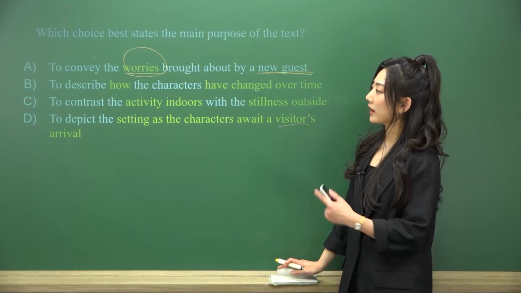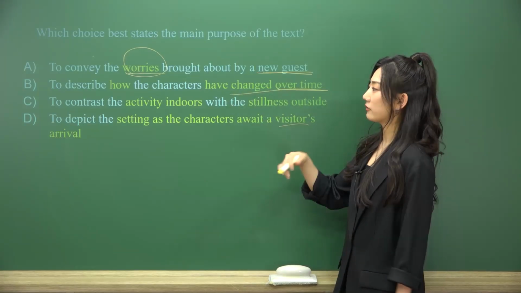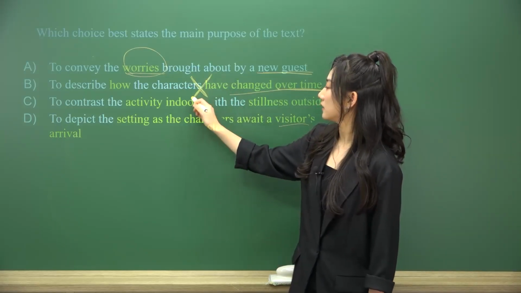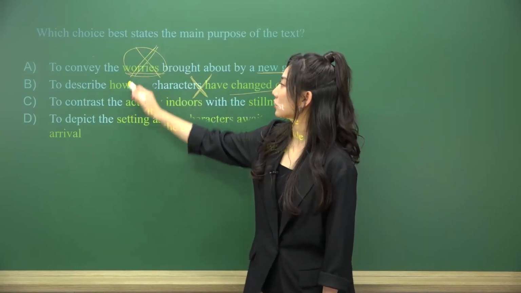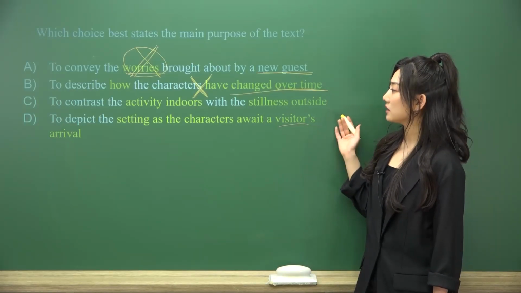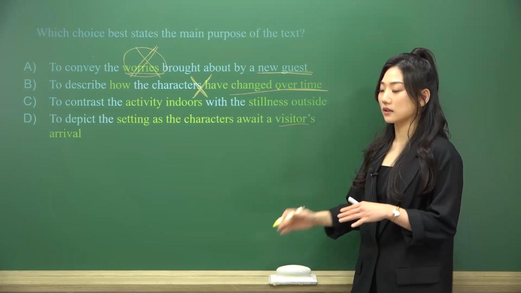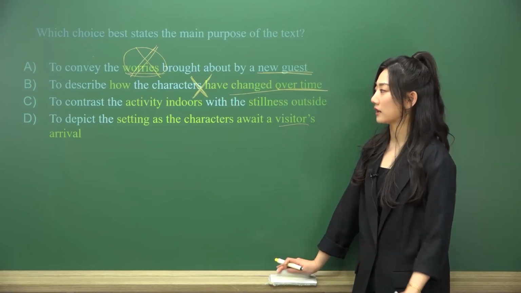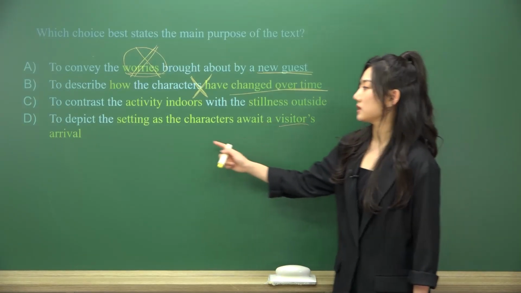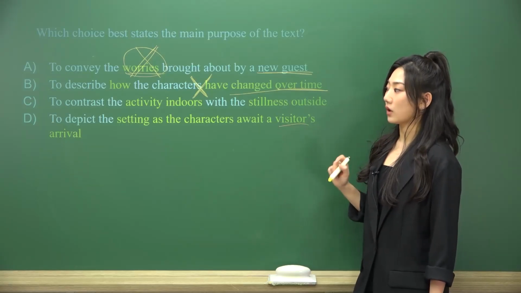B, we're going to check for how the characters have changed over time. Did they change over time? If not, we can delete it. So definitely not this one. Definitely not A, right? Because there were no mentions of worries. C, to contrast the activity indoors with the stillness outside. There was a mention of activity indoors, like Miss Pine looking out the window, and Martha walking in, so I'm going to leave this as a maybe. And D, to depict the setting as the characters await a visitor's arrival. Definitely nothing wrong with D.